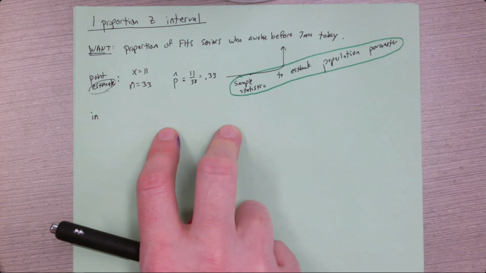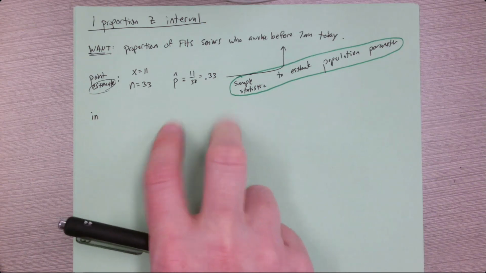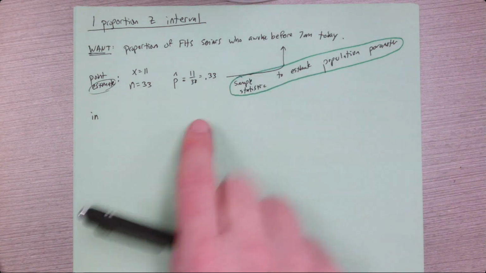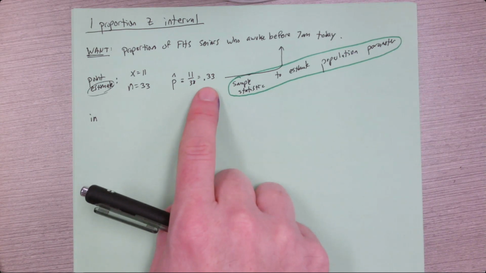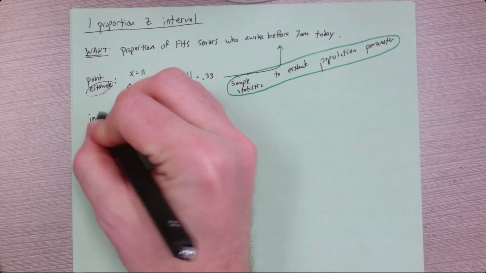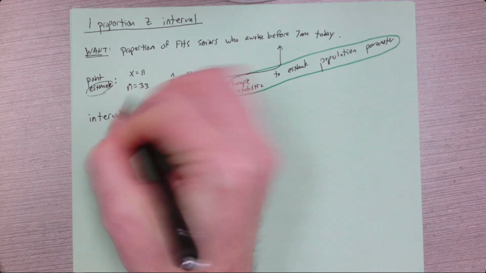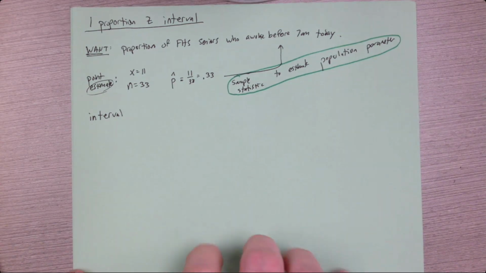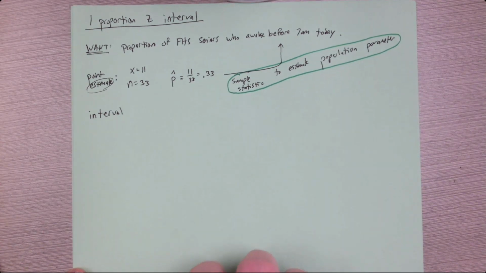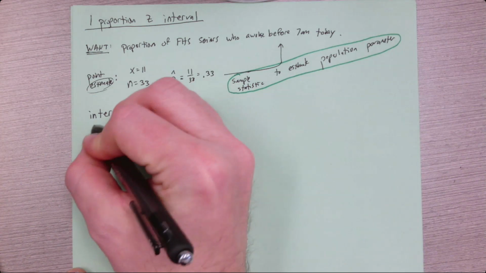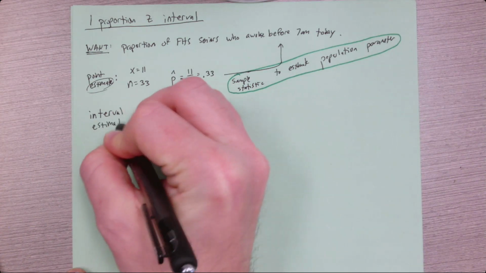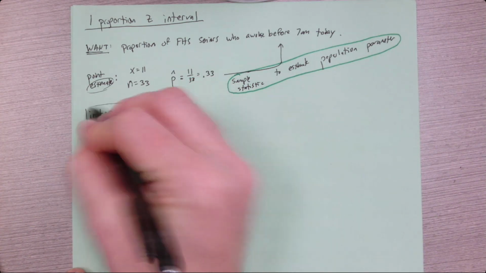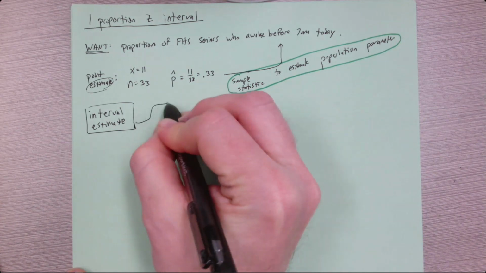I'm going to say we estimate that the true proportion of seniors who woke before 7 is between 31% and 35%, something like that. It'll be an interval. So let me show you two ways that you can report the interval, and then we're going to focus in on a specific calculation. So an interval estimate might look like this. There's two different versions.